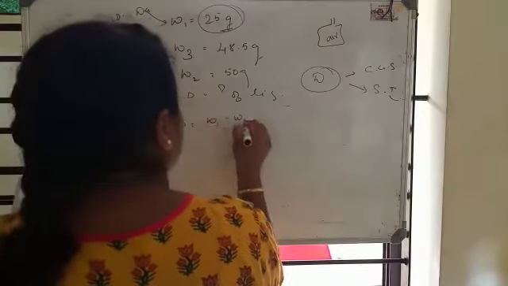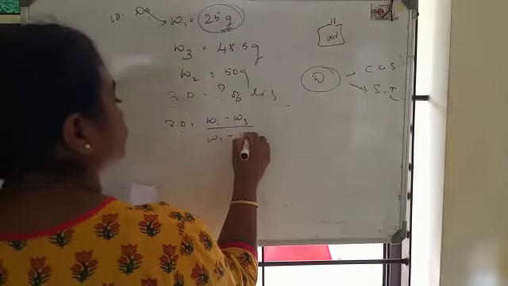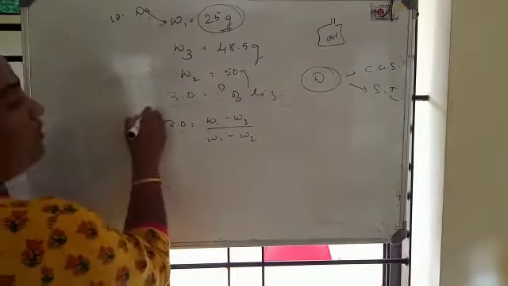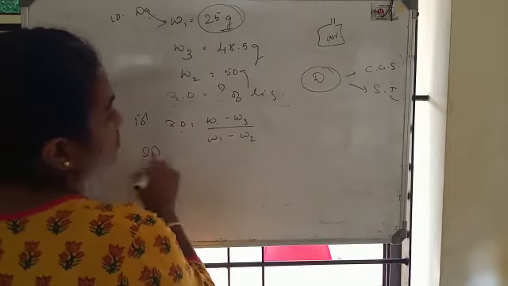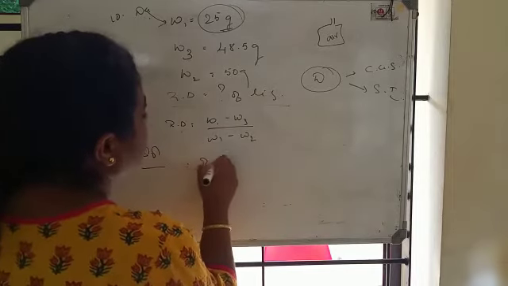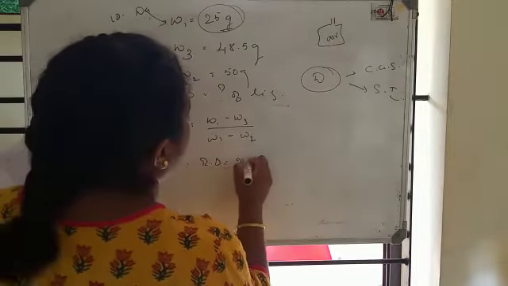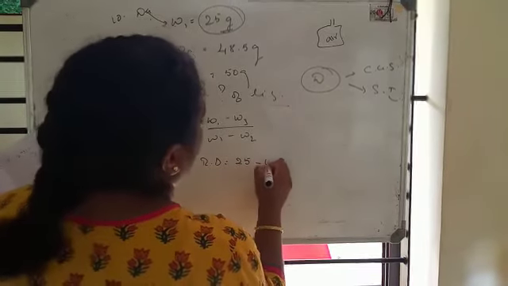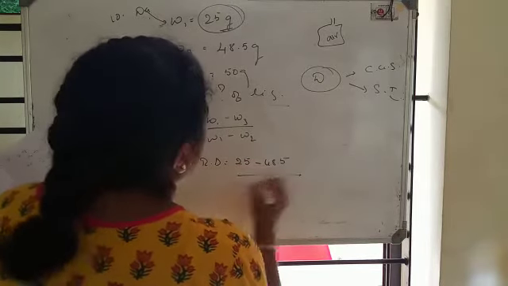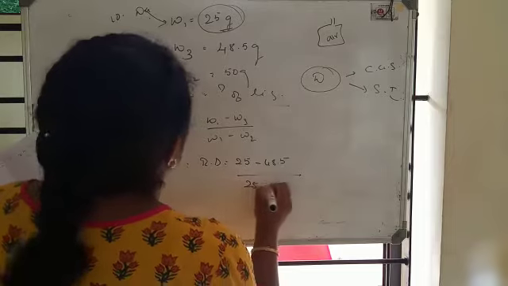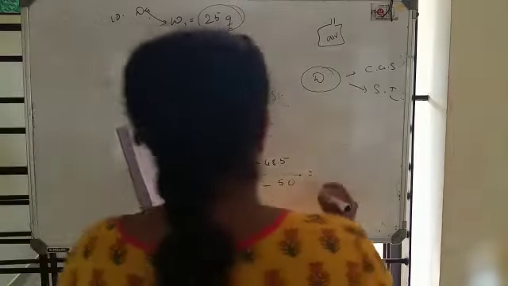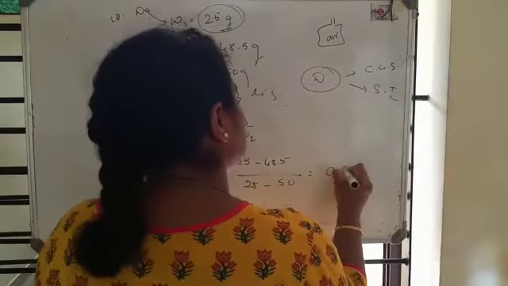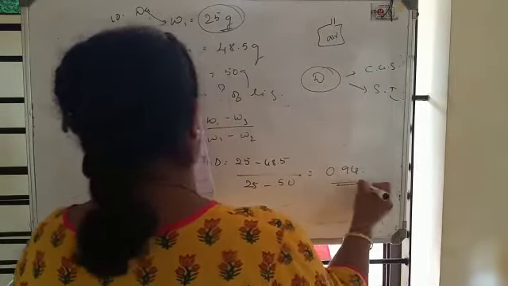W1 minus W3 divided by W1 minus W2. This is the formula that we are using. Okay, then what is the solution? Just apply the values. Relative density is equal to W1, which is 25, minus W3, which is 48.5, divided by W1, which is 25, minus 50. If you substitute, it will be 0.94.